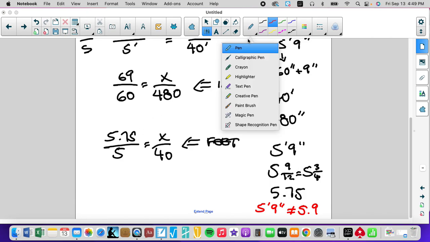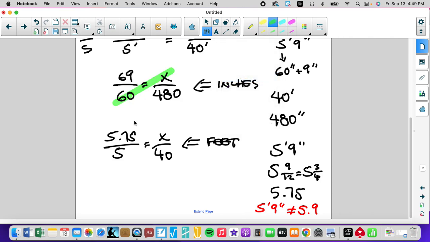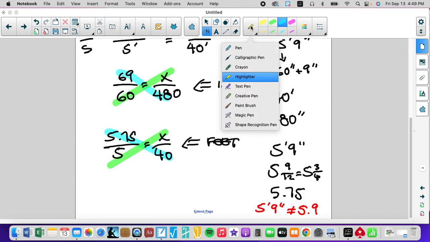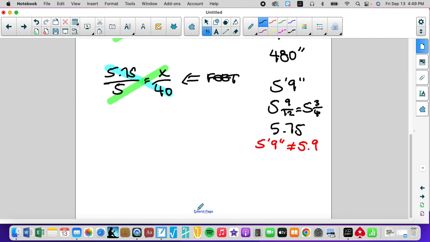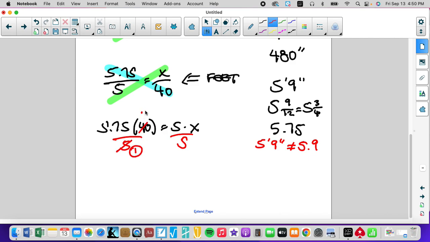So now we could do cross product. In either one we can go, I don't care which one you did. Let's do feet. So if we do feet, we're going to have 5.75 times 40 equals 5 times x. We're going to divide by 5. Mr. Mack, why didn't you multiply those? Because that's going to produce a big number. And I see that these are factors of each other. That 5 goes into 5 once and 5 goes into 40 8 times. And that's a whole lot easier to multiply.